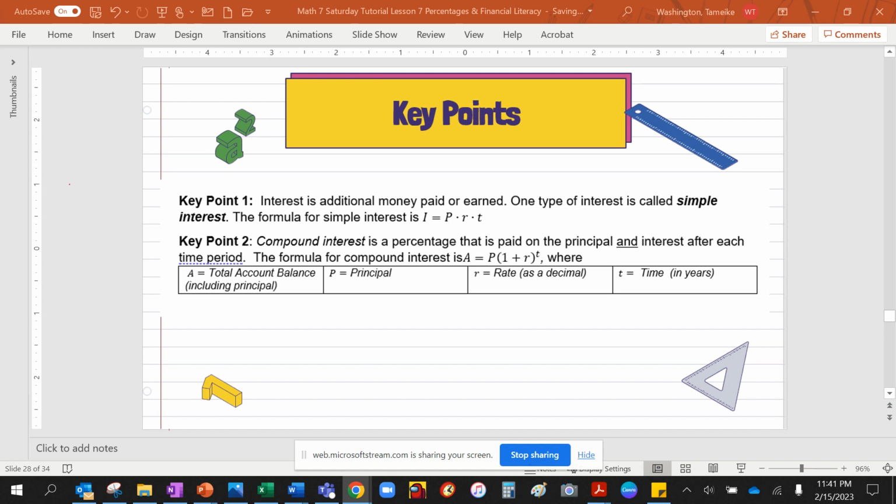We're now going to talk about interest. Interest is additional money paid or earned. One type of interest is simple interest. We also have compound interest. The formula for simple interest is I equals P times R times T.